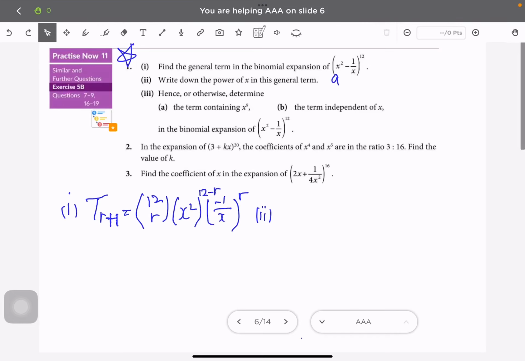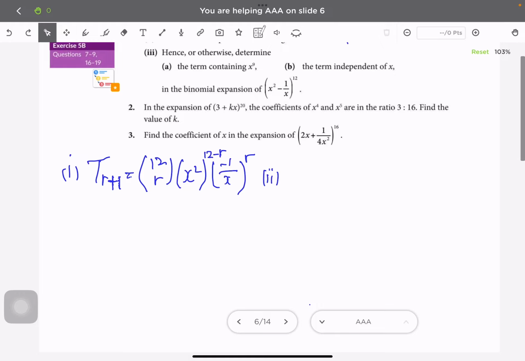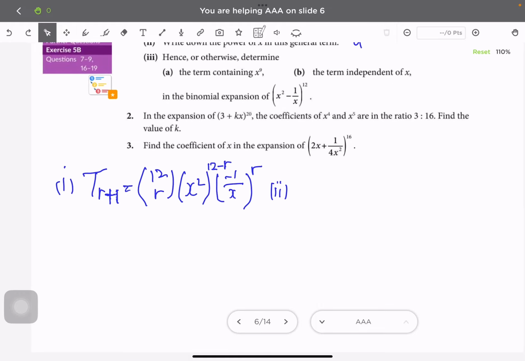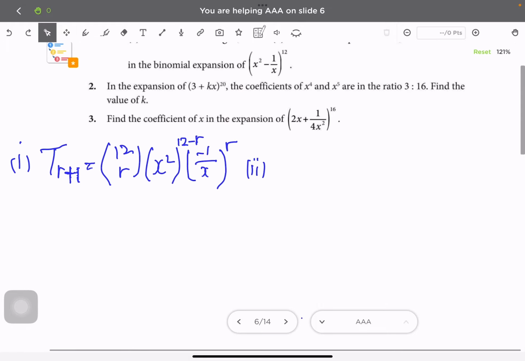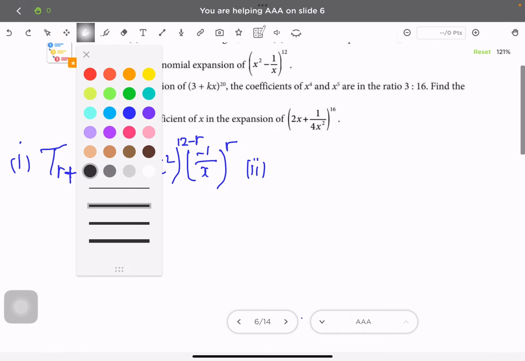Okay, as mentioned, I'm going to finish up the practice now, 11 question 1. Find the general term in the binomial expansion. So I did say that this is T(r+1). We ended off with the formula there. I also said that the minus 1 belongs to the 1. So we can actually now separate out if I want to.